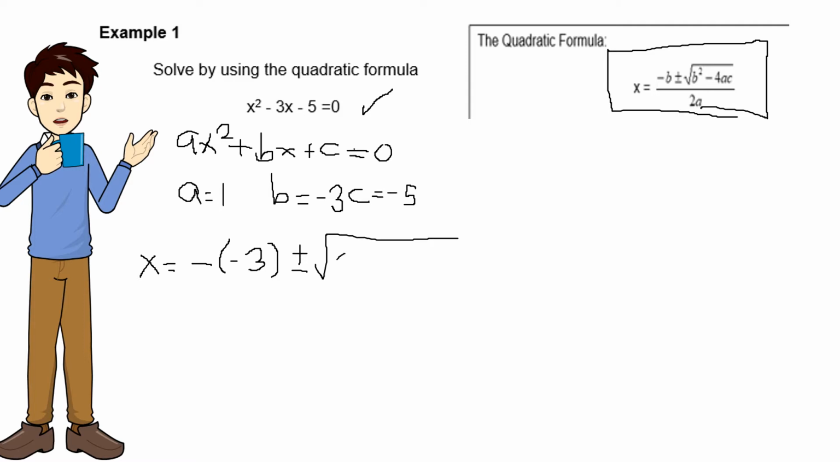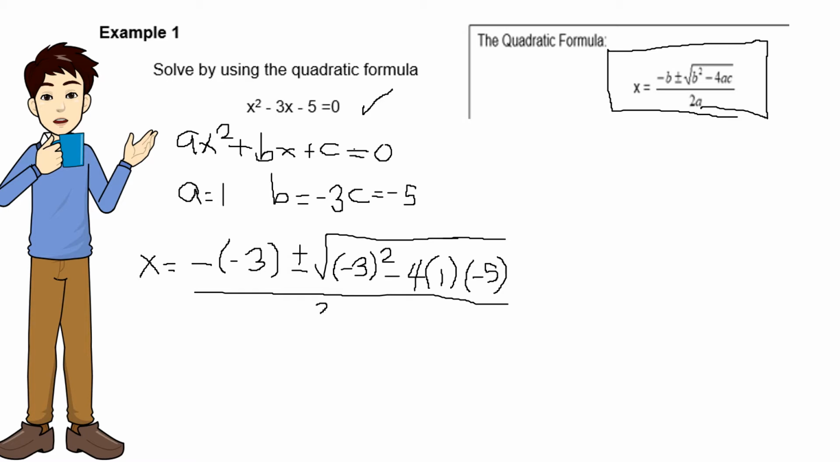So b squared, so value again ang letter b is negative 3 squared, minus 4, so laging minus 4, nasa formula yan, hindi yan magbabago, minus 4a, the value of letter a, 1, the value of letter c, negative 5. Then lahat sila ay all over 2 times the value of letter A. Again, the value of A is 1. Okay. So, solve na natin.